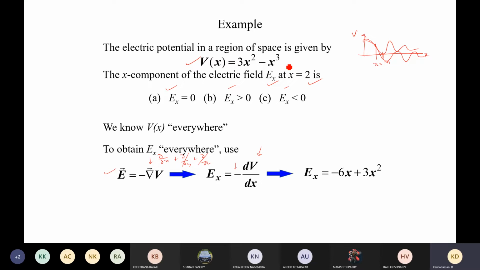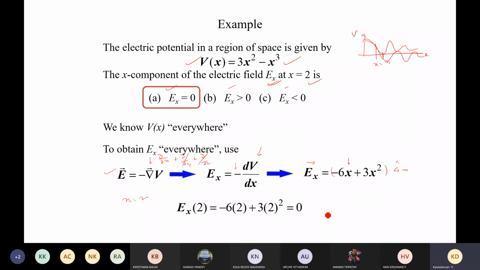When we do so, we can easily get this. We just have to find the differentiation, and we get the electric field. To put in the vector, we put the a_x vector. That's all. Now we have to calculate the magnitude of the electric field at x equal to 2. So substitute x equal to 2 here, it becomes 12, and the other term becomes 4, then it becomes 12. Therefore, you will get Ex equal to 0. So the answer is this.